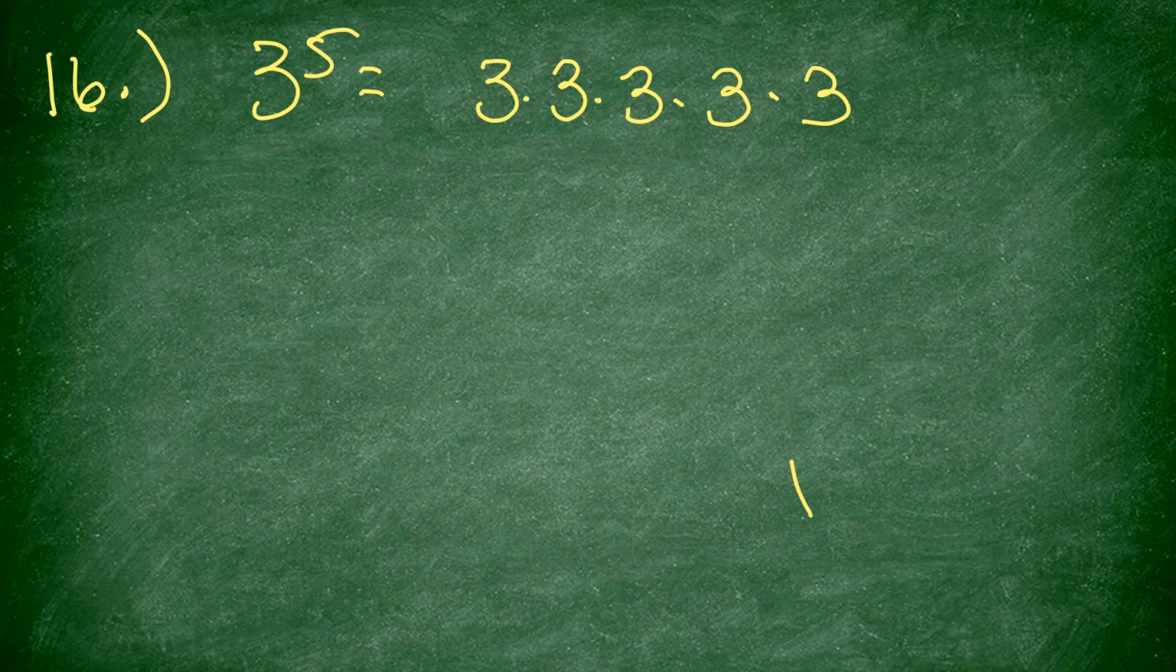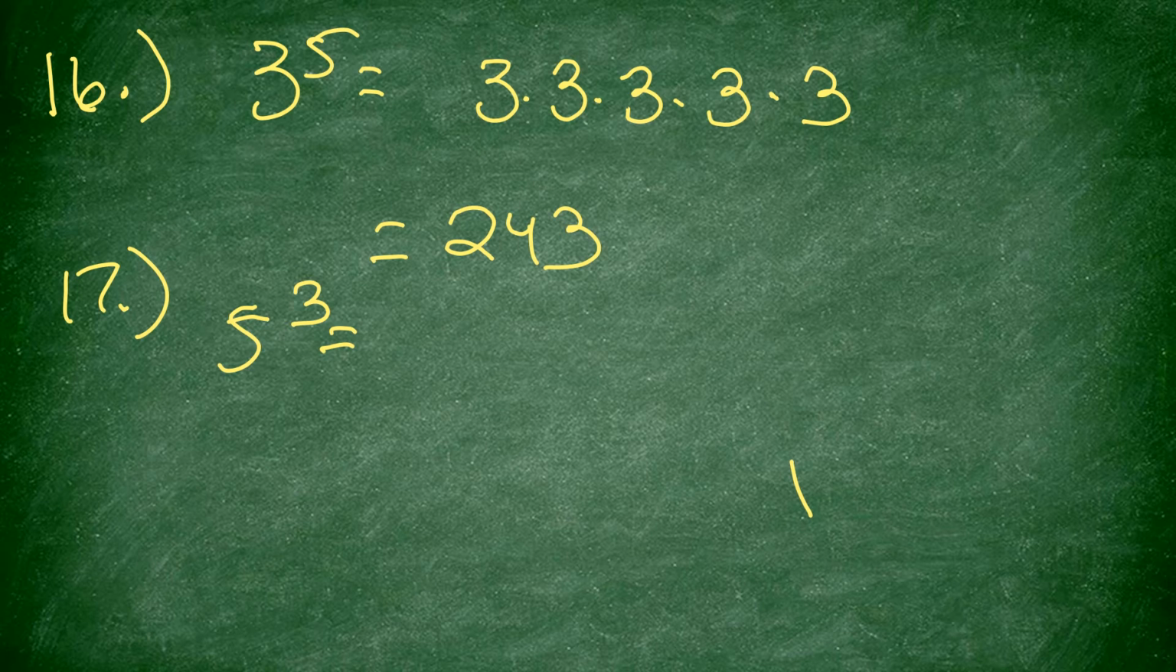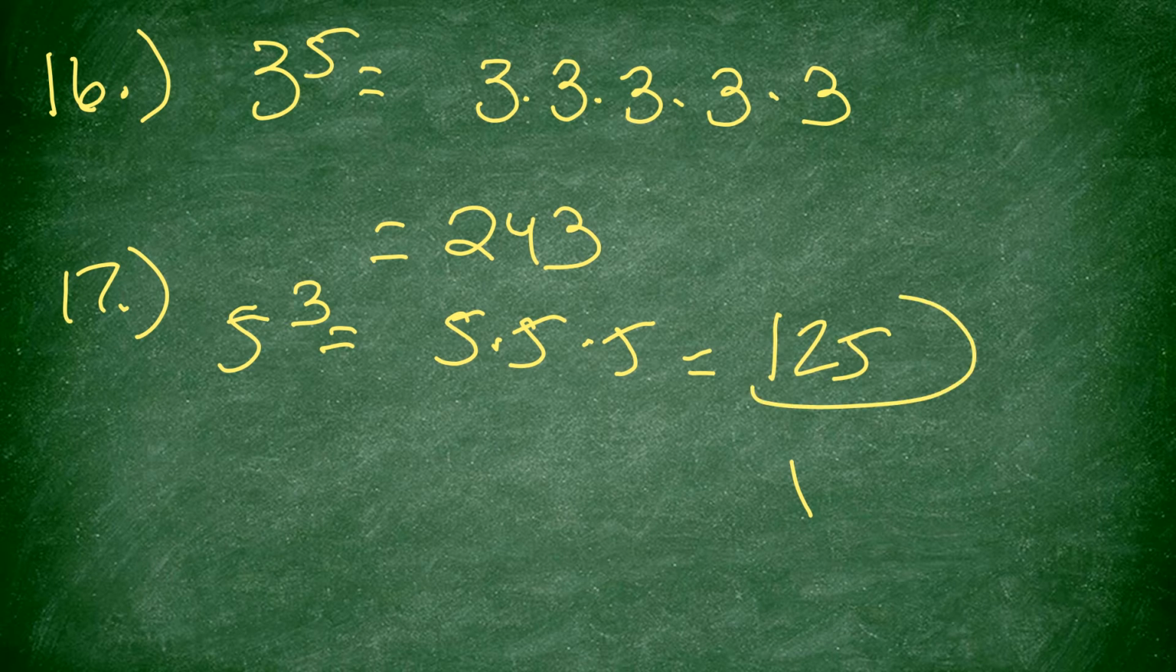All right, 16 is 3 to the 5th, which is 3 times 3 times 3 times 3 times 3. 3 to the 5th is, I believe, 243. Let me just double check. And I'm right. 17. We have 5 to the 3rd, which is 5 times 5 times 5, which is 125.